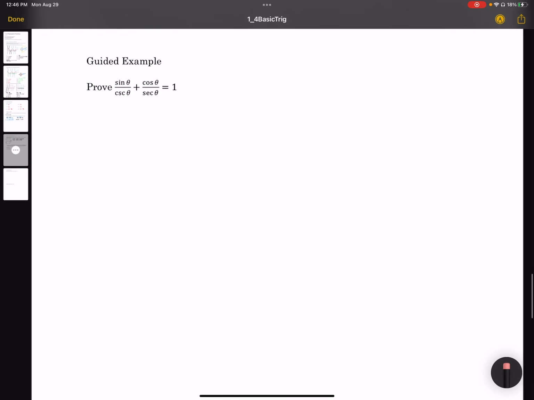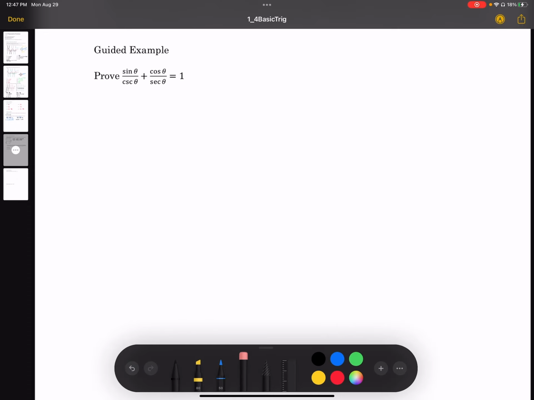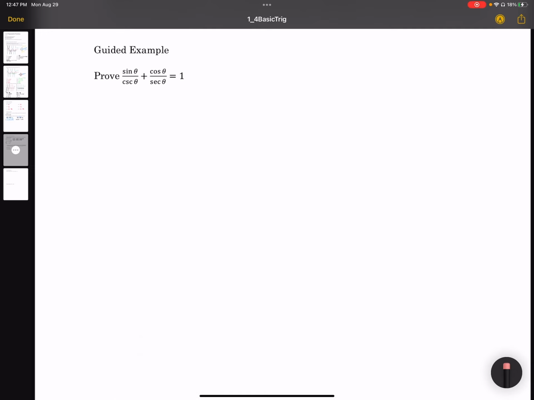All right, so next we're going to another thing that we do commonly in calculus, which is manipulate a trig expression to get something far simpler so that we can either derive or integrate it easily. So sine theta divided by cosecant theta plus cosine theta divided by secant theta equals 1. We need to prove that. So to prove this, remember for a trigonometric proof, you work with one side of the identity, generally the more complicated side, and make it equal the opposite side.